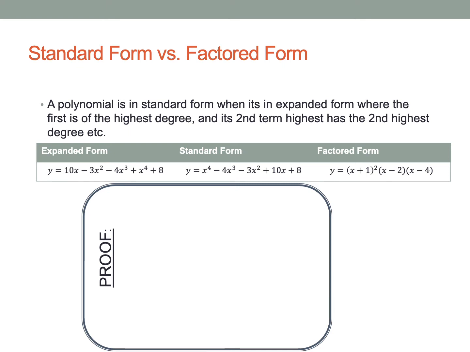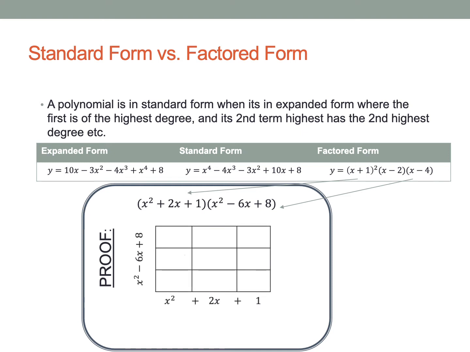Okay, so just to prove to you that these are the same, if you expand x plus 1 squared, you're going to get x squared plus 2x plus 1. And if you expand x minus 2 times x minus 4, it would be x squared minus 6x plus 8. So you can see there's x plus 1 squared, and then those two together is x squared minus 6x plus 8. So we're on our way to expanding, so you multiply out the factors. Now we need to multiply these out, so you make this giant area model, and then you just multiply each of them.